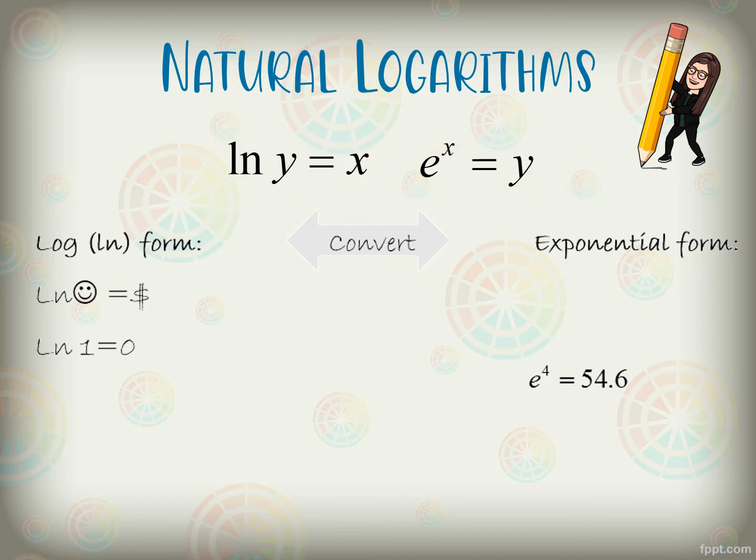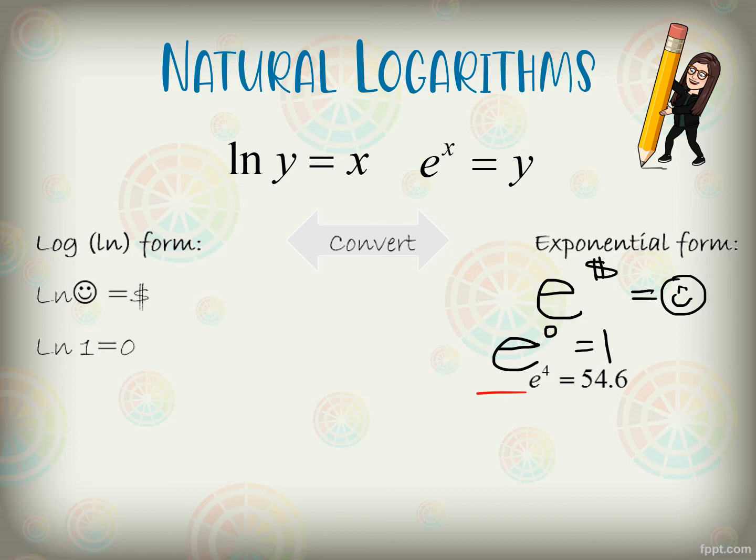All right, let's convert. If I have the natural log of smiley face equals $, well, exponential form means base e. The answer becomes the exponent. What's remaining becomes your answer. Let's try again. ln of 1 equals 0. Well, base e is the opposite of natural log. The answer becomes the exponent, therefore what's remaining is my value. And that makes sense, right? e to the 0 is 1.